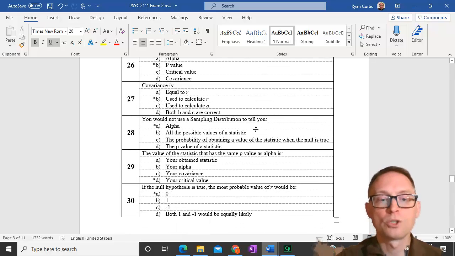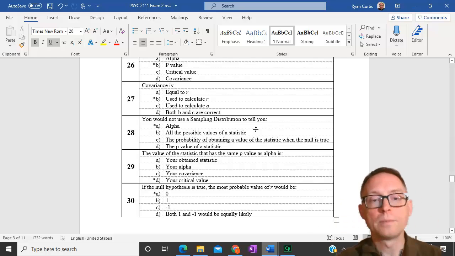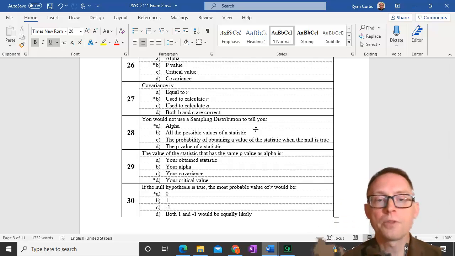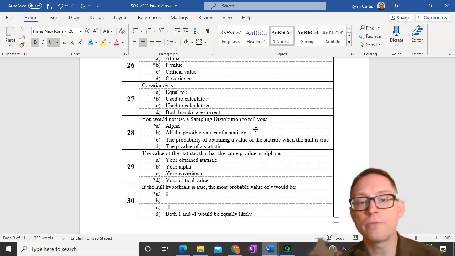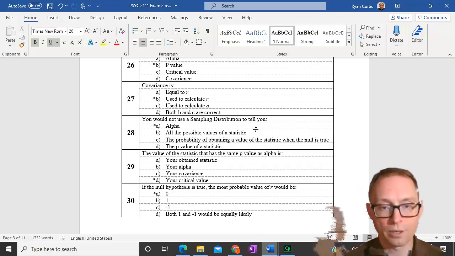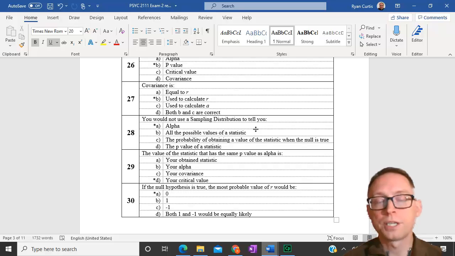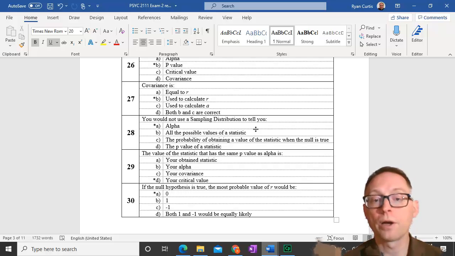29. The value of the statistic that has the same p-value as alpha is the critical value. So, for example, the value of t that has the same p-value as whatever alpha you chose, that would be the critical value of t. You have to get at least that t or greater or more extreme in order to reject the null hypothesis.